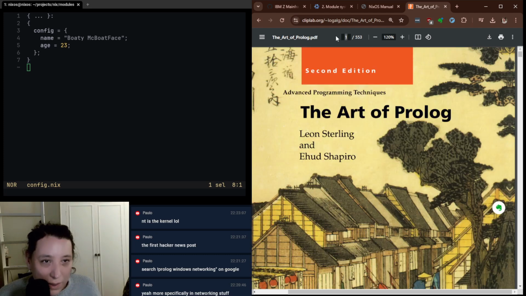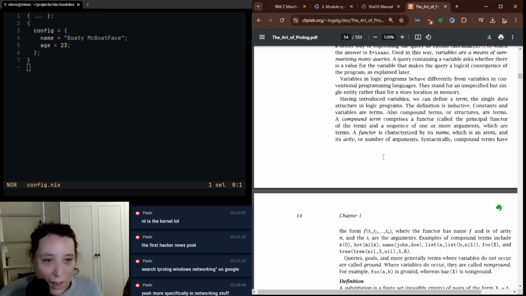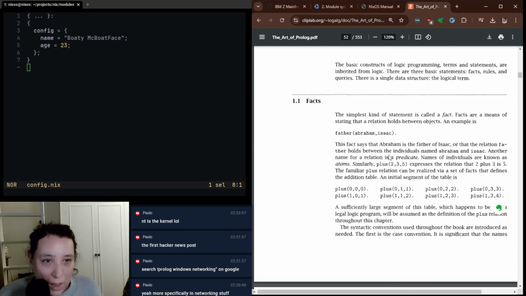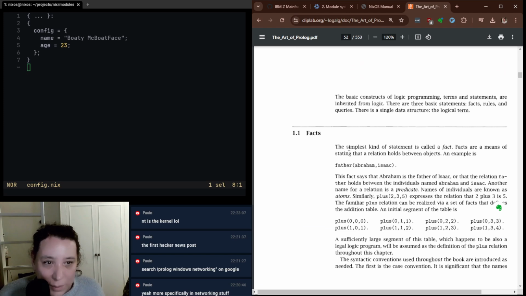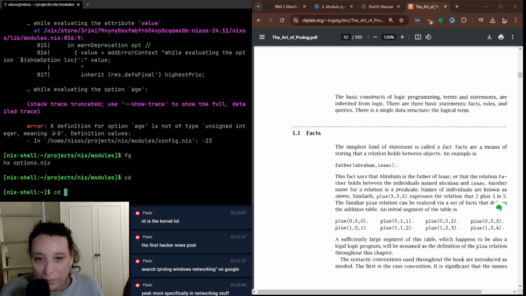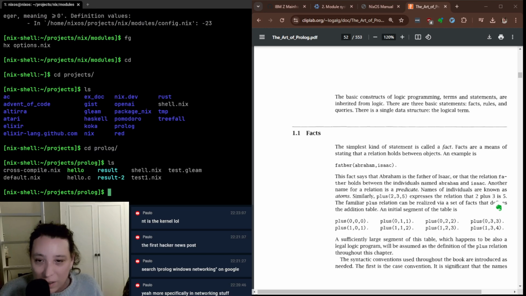Was it 54? Facts are a means of stating. So let's see if we can enter a fact. Oops. Do we have Prolog? We have a Prolog in here. I don't know what all of this is. Oh, I think this was just a failed attempt at Prolog.